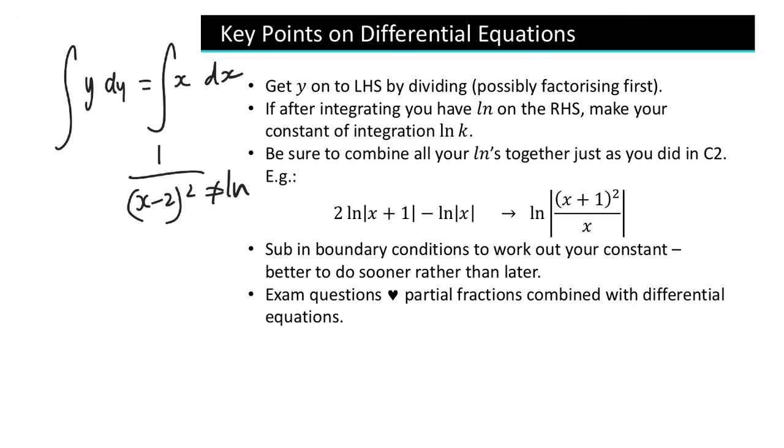Then you need to remember as well that if you do have lns, make sure your constant c is equal to ln k. Or if you have e to the c, call that a. Or you can just call it k again if you want. Just remember that kind of stuff, and yeah, you'll be perfect.